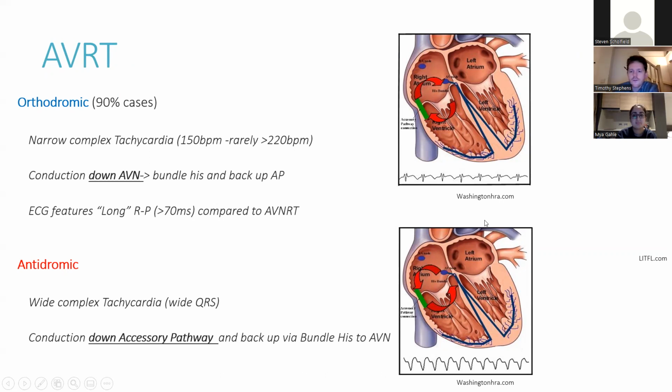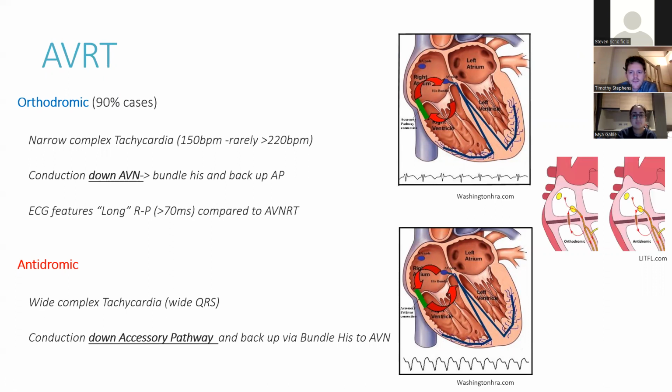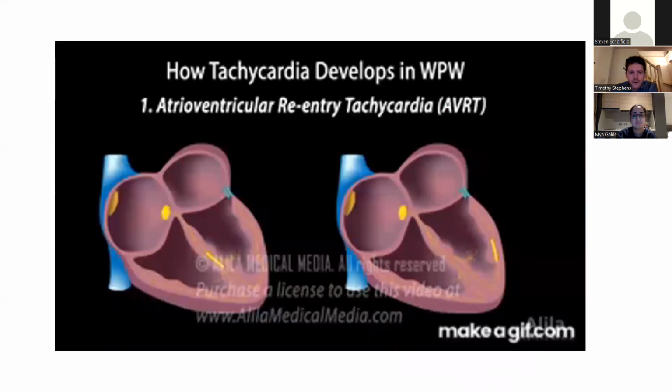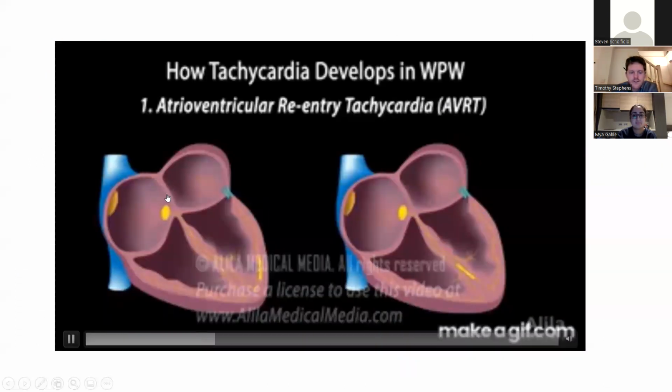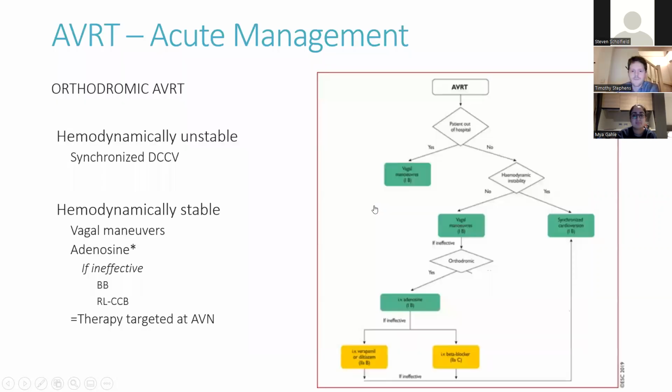So you've got these two different ways that you can get AVRT. The one that we were seeing was a narrow complex tachycardia. This is just a little picture to demonstrate what I'm talking about. You can see it going first down the AVN and up the accessory pathway. So this is your normal orthodromic pathway to give you a narrow complex. Whereas here it's going down the accessory pathway first, sorry, and up the AVN to give you a broader complex.